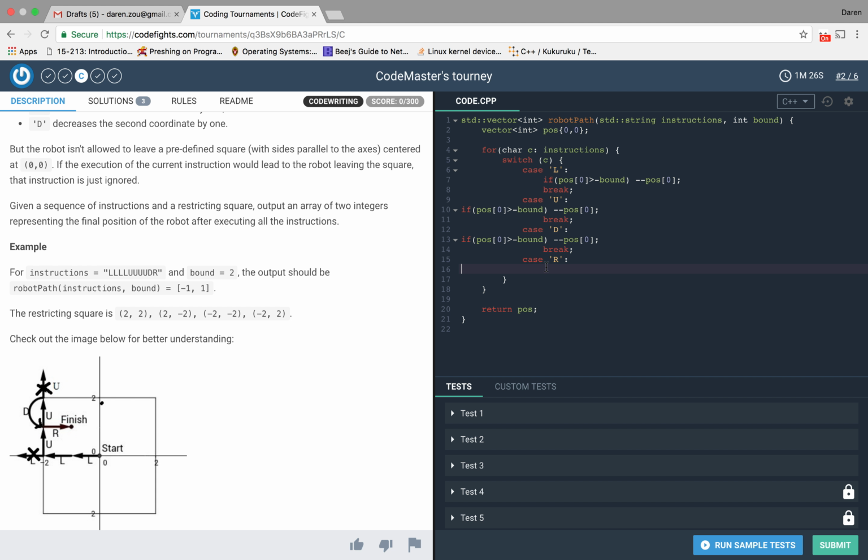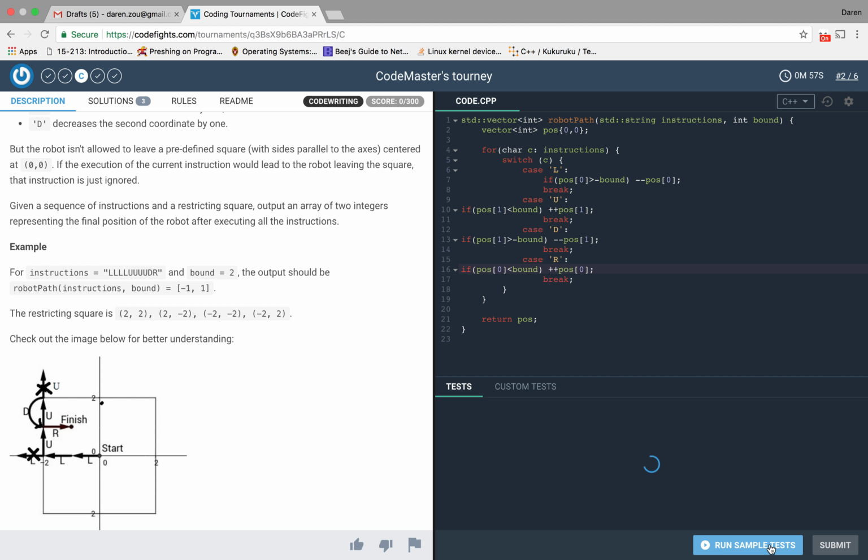I will have less than a minute 30 to complete this. So if it's up, it must be less than bound, 1. Plus plus pause 1. If it's down, 1 is greater than there. If it's to the right, it's less than bound. I have 55 seconds.